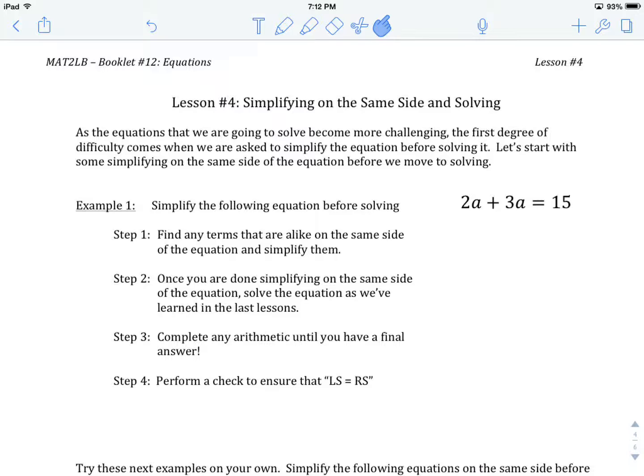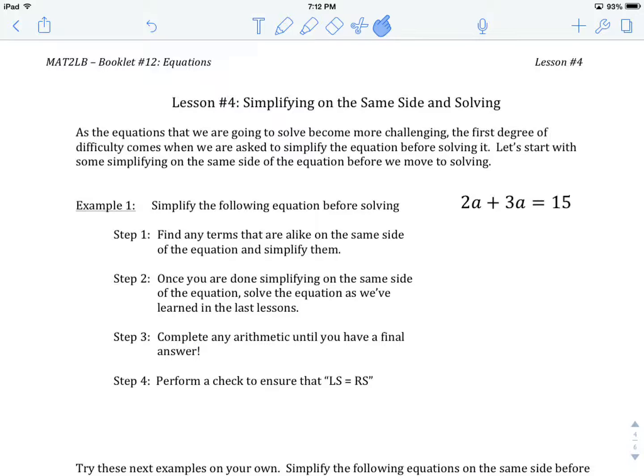And sometimes we're going to need to do that. Sometimes there'll be more than one term on one side of an equation. And if we can find some like terms, we should combine them first or simplify them before we start the solving process. We should always try to have the fewest number of terms possible before we start solving so we have an accurate picture.